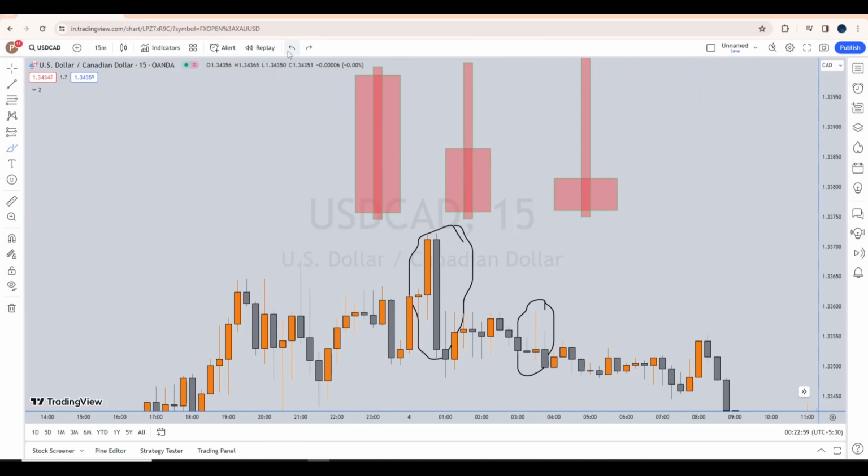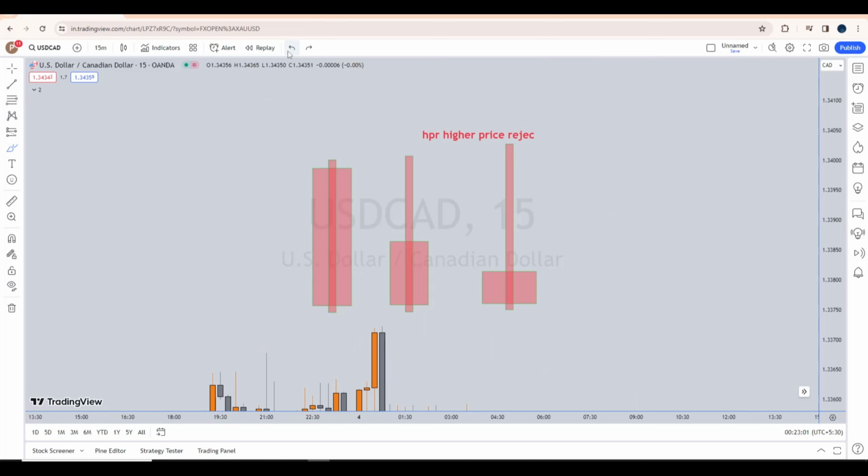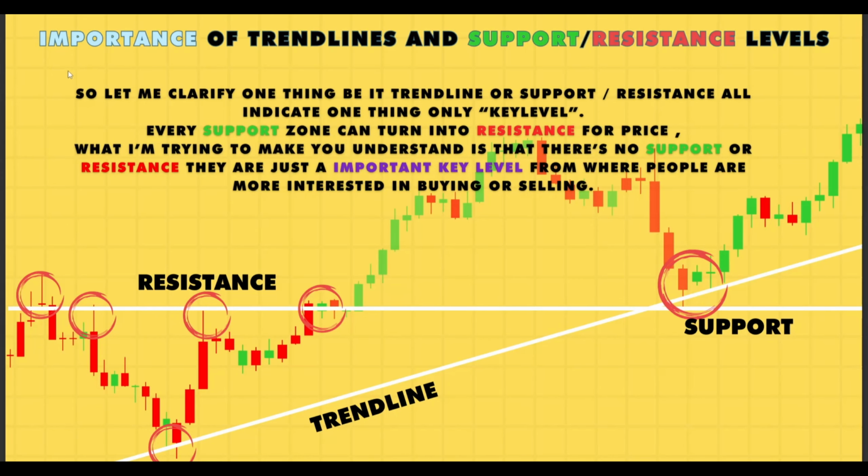Okay, so let's move on to our next topic. Now we will start with the importance of trend lines and support and resistance levels. So let me clarify one thing. Be it trend line or support and resistance, all indicate one thing only, that is a key level. Be it support or resistance, that doesn't matter. All it shows is that it is an important level where buyers or sellers are more active.